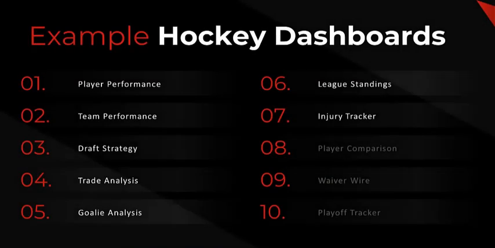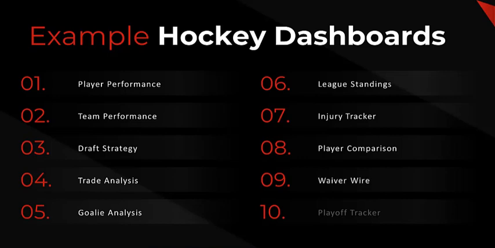Injury Tracker Dashboard. This dashboard could track player injuries and display information like expected return dates and impact on fantasy performance. It could include visualizations like tables and line charts and allow users to filter by team and injury type. Player Comparison Dashboard. This dashboard could help users compare multiple players and display performance data side by side. It could include visualizations like scatter charts and tables and allow users to filter by position, team, and time period.